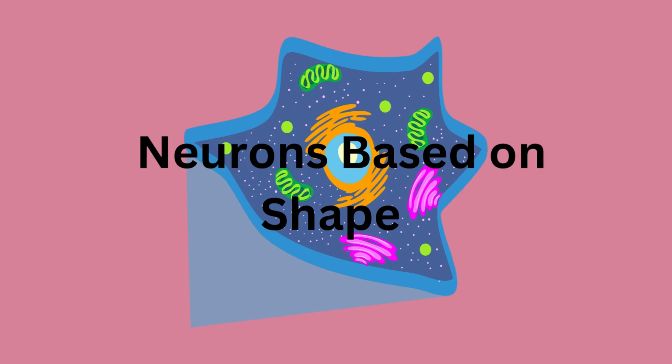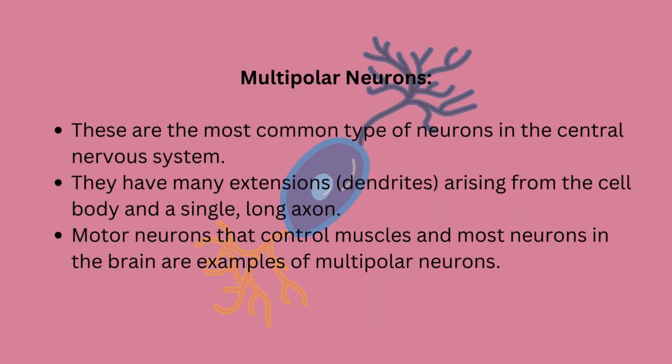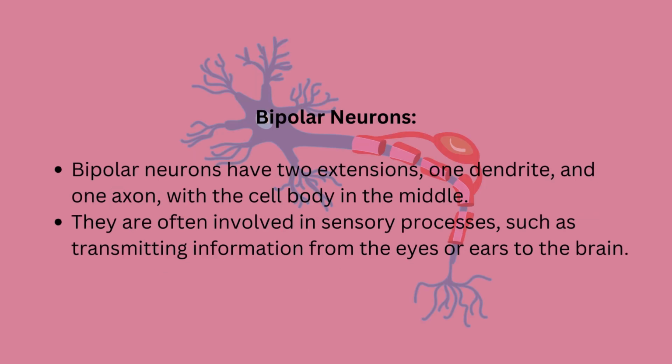Neurons based on shape. Multipolar neurons. These are the most common type of neurons in the central nervous system. They have many extensions, dendrites, arising from the cell body and a single long axon. Motor neurons that control muscles and most neurons in the brain are examples of multipolar neurons.